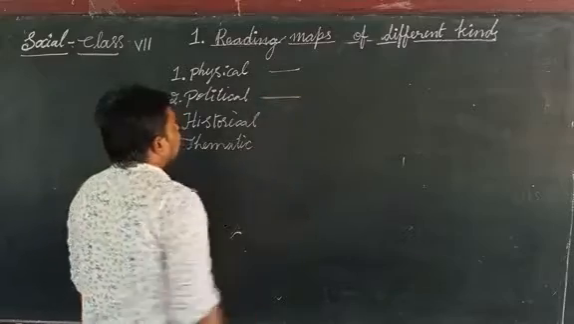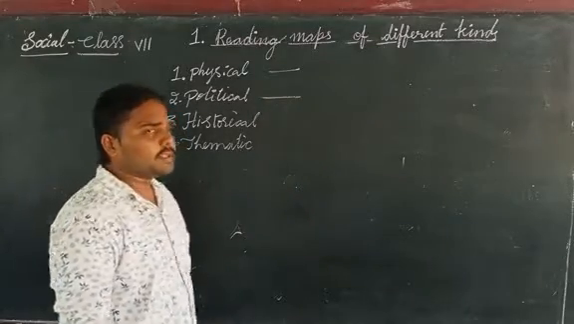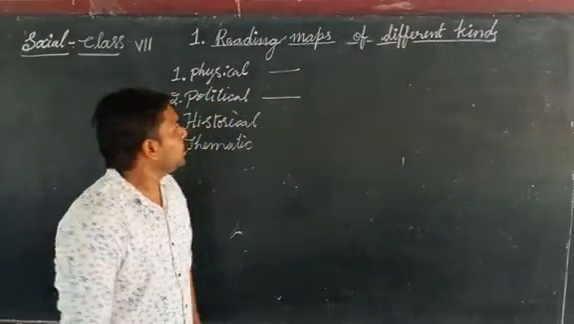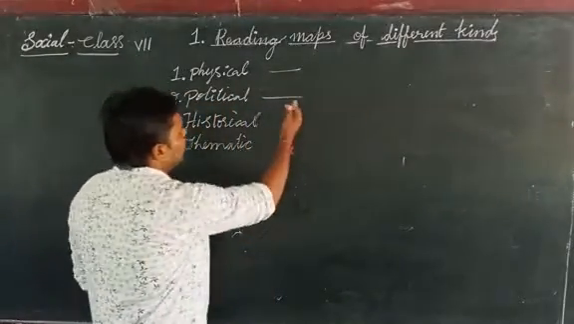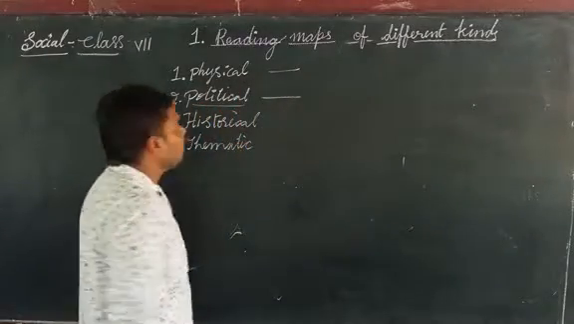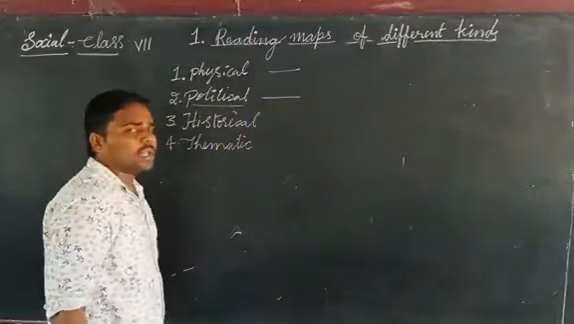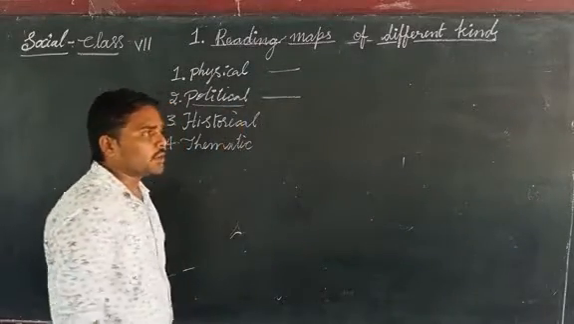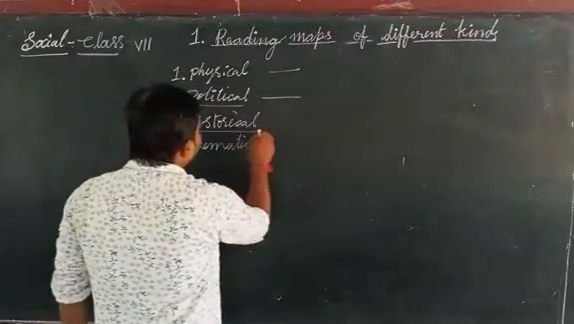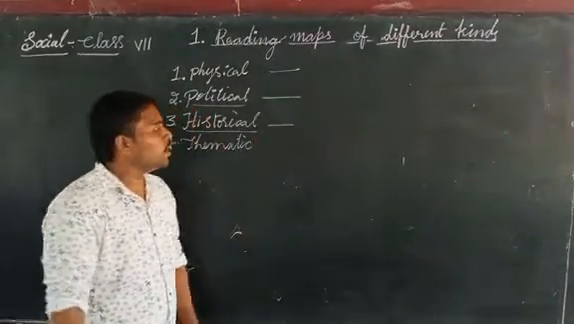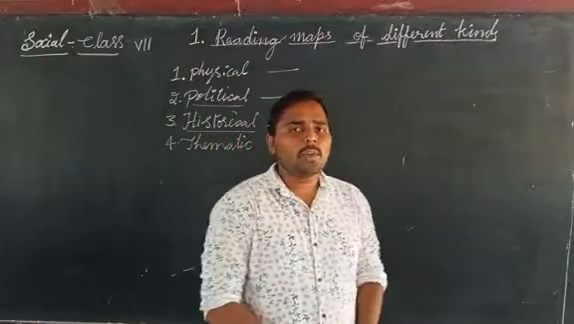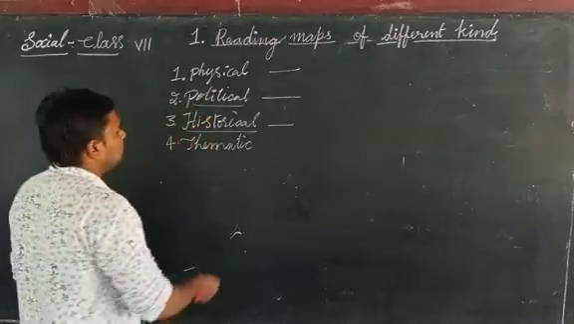Coming to political maps, these are the maps that show the states, capitals, cities, and different countries. And also we can show the different types of transport ways with the help of political maps. Now coming to historical maps. With the help of historical maps we can show the kingdoms of emperors at the time of emperors.